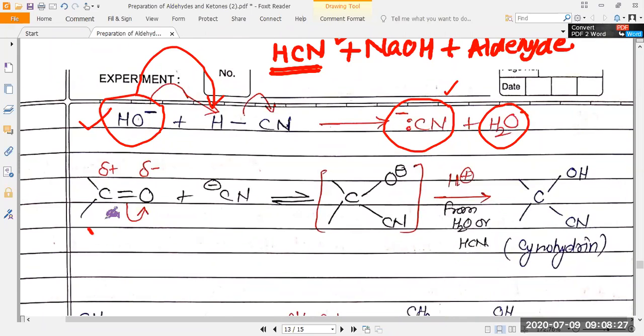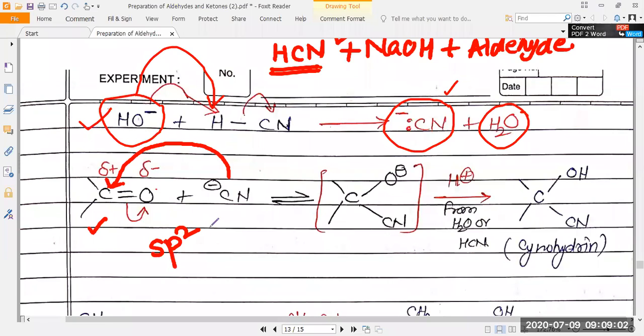Suppose this is the carbonyl group, and we know the electronegativity of oxygen is much higher as compared to carbon. So oxygen possesses a partial negative charge, carbon possesses a partial positive charge, and this nucleophile attacks this carbon perpendicularly. When the nucleophile attacks this carbon, the hybridization of carbon changes from sp2 to sp3.